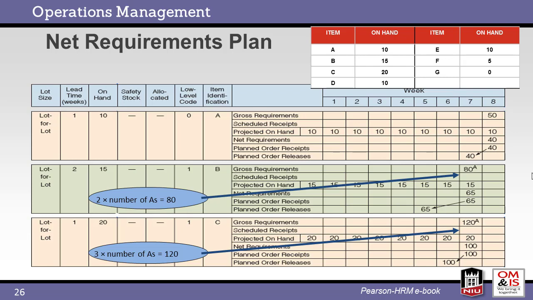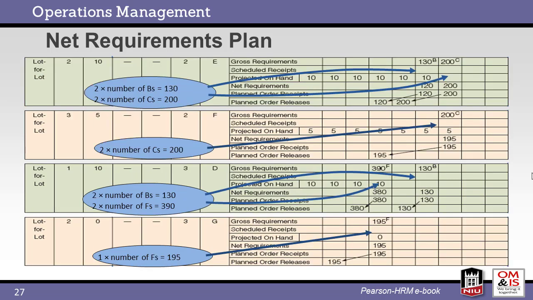Each block of data represents one item. Item A, the final assembly, starts at the top. Here we see the weekly inventory and order release of 40 additional units. The order release in week 7 creates dependent demand of 80 units for item B. Again, the process looks at available inventory and defines a planned order release for 65 units in week 5. This process continues down the BOM structure until all planned orders have been released.